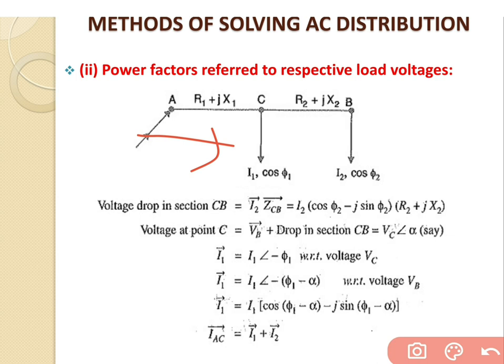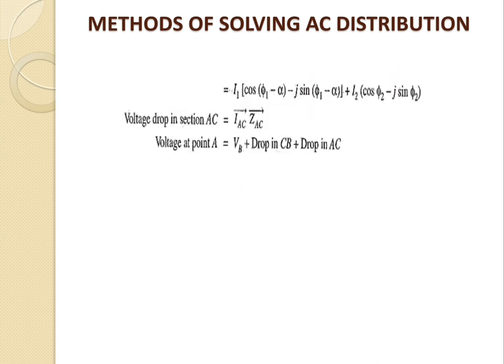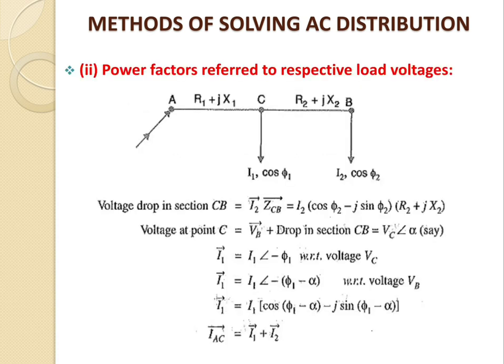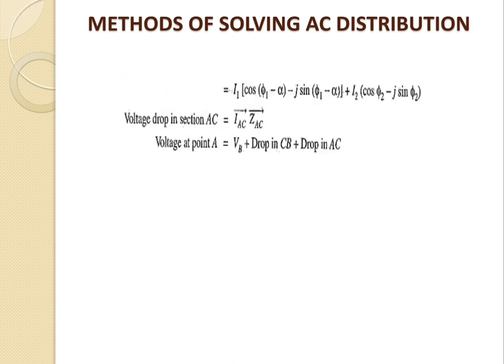Now we are going for the vector diagram. Before that, just put the value of I1 and I2, then the equation becomes I1 cos of phi 1 minus alpha minus j sin of phi 1 minus alpha, plus I2 cos phi 2 minus j sin phi 2. Voltage drop in the AC section is given by VAC equal to IAC into ZAC. After that, just put the value of IAC and ZAC, so we can get the voltage drop in the section AC.